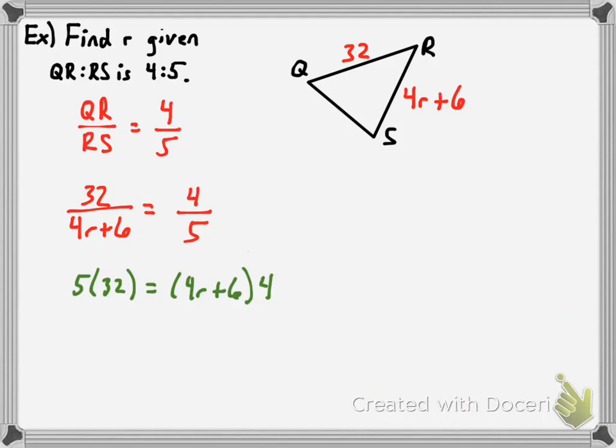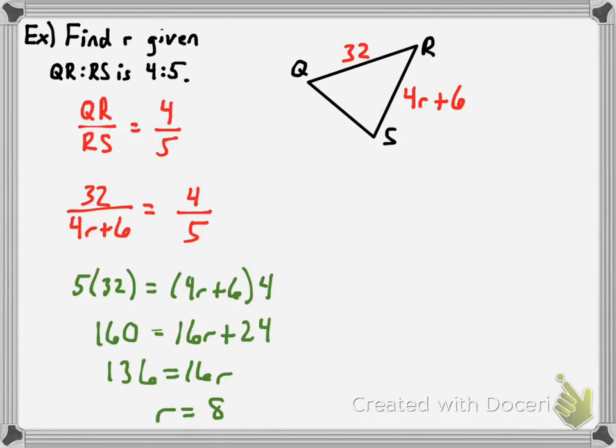Okay, there's the cross products. Always set the cross products equal to one another. Don't make a new fraction that says 32 times 5 over 4 times 4r plus 6. I see so many people make a new fraction here. Set them equal to one another. And here you're going to get that 160 equals 16r plus 24. So then 136 equals 16r. And then you should have gotten that r is equal to 8.5 if you wrote it as a decimal. If you wrote it as an improper fraction, then it would have been 17 over 2.